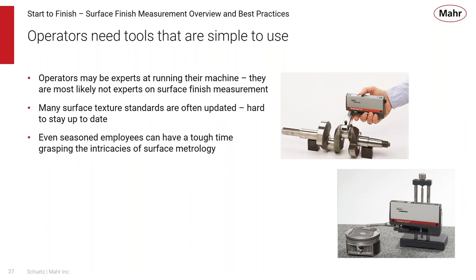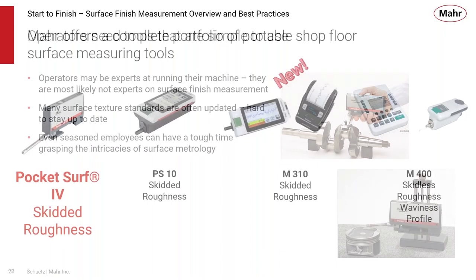So operators need tools that are simple to use. Most operators are experts at running their machines. They are most likely not experts on surface finish measurement. And it's hard to keep updated on all these surface finish changes. Surface finish parameters change, there's new ones, there's new call-outs on prints and so forth. So even a seasoned quality control professional can have a tough time grasping the intricacies of surface tech metrology. So it's important to have tools that are easy to use for the operator.